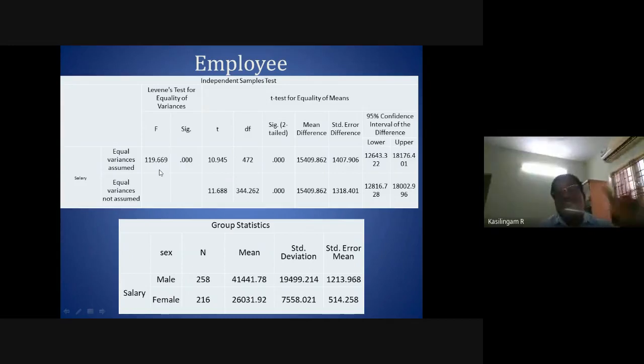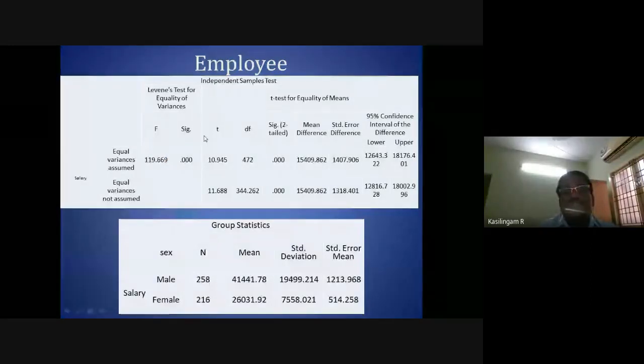Do you remember where we have used F? Oh, in ANOVA also we have used F. Very good. This F value is always the square of t. Always F is nothing but the square of t. Here t is 10. 10 squared is 100. Okay, this is the square.